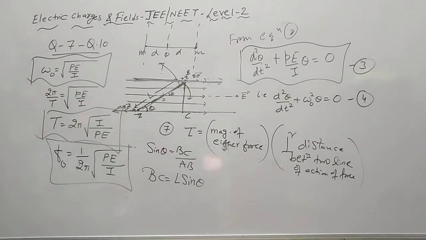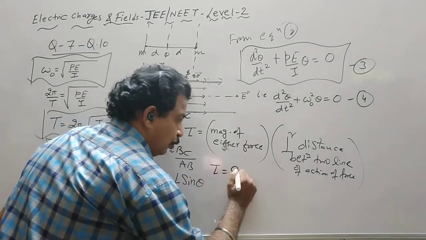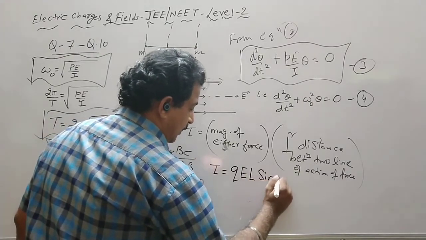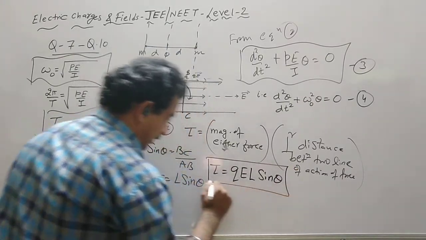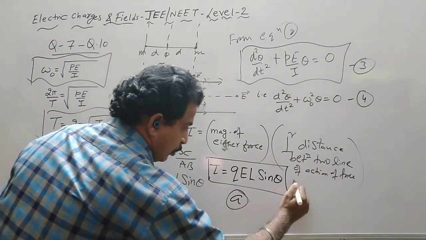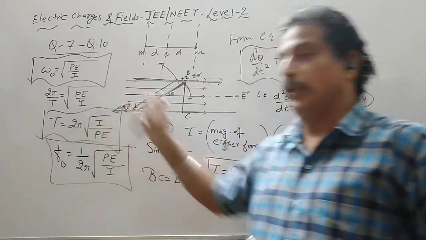Now, the magnitude of either force, that is Q into E. So, tau is equal to QE, and what is the perpendicular distance? L sine theta. So, this is question number 7, having the option QEL sine theta, that is option number A. So this is the 7th question. I have written all the formulas because all the MCQs are related to this theory only.